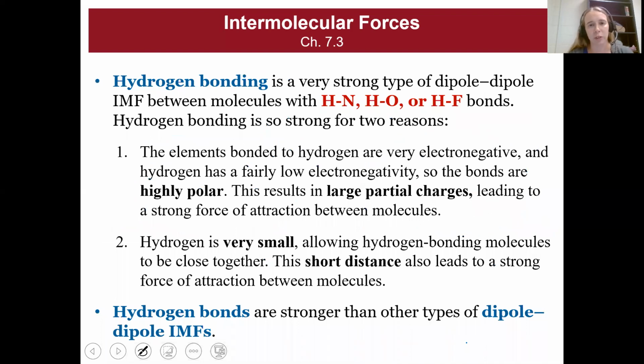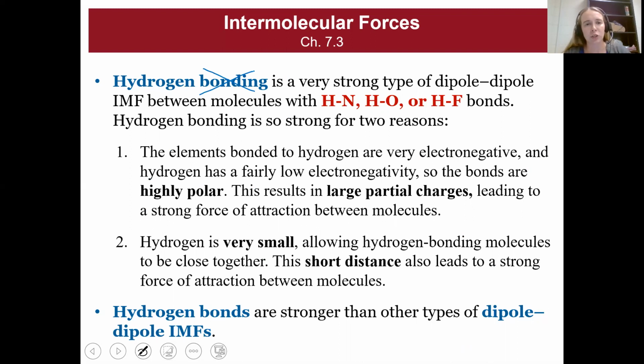All right, so moving on, hydrogen bonding is a very strong type of dipole-dipole intermolecular force. So this is a subcategory of dipole-dipole intermolecular forces. And it's a little unfortunate that it's called bonding because hydrogen bonds are still not chemical bonds. These are still not bonds between atoms. These are just intermolecular forces, electrostatic attraction between molecules. They're not bonds. So it's a little unfortunate that we call them hydrogen bonding, but it is what it is.